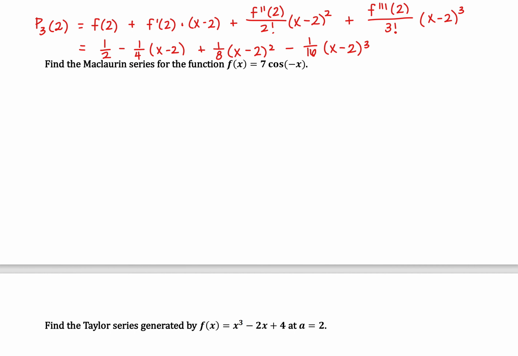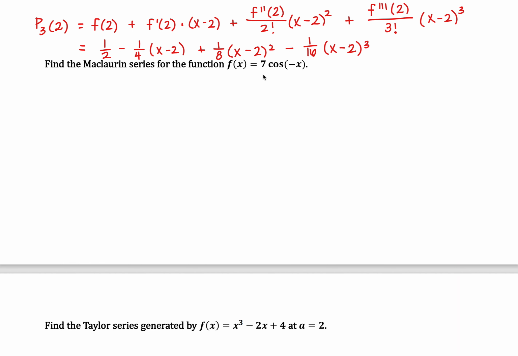For the next two examples, we are going to find first a Maclaurin series and then a Taylor series generated by some functions. So the first one says find the Maclaurin series for the function f of x equals 7 times cosine of negative x. So first thing I'm going to do here, just like I did with the previous example, is go through some of the derivatives.